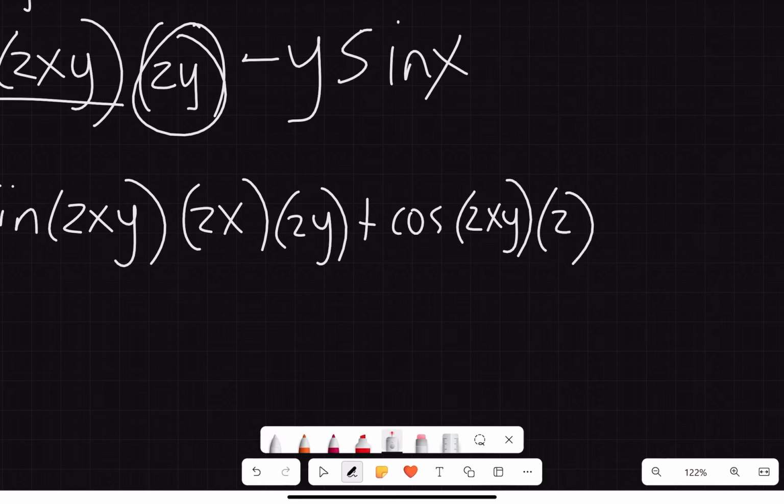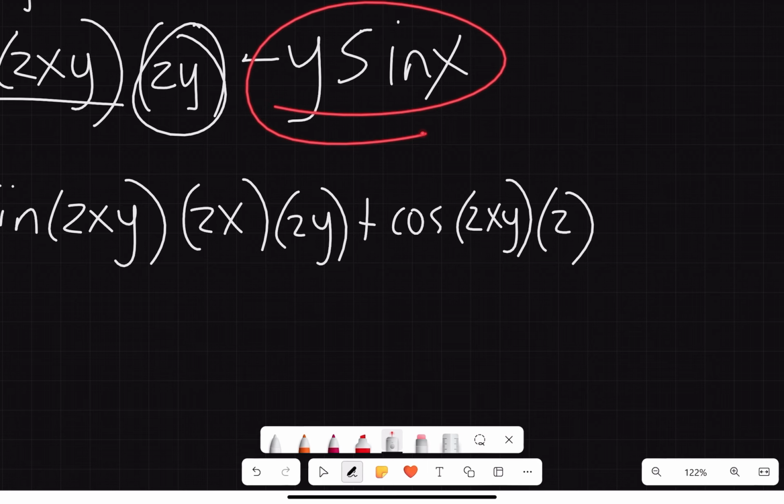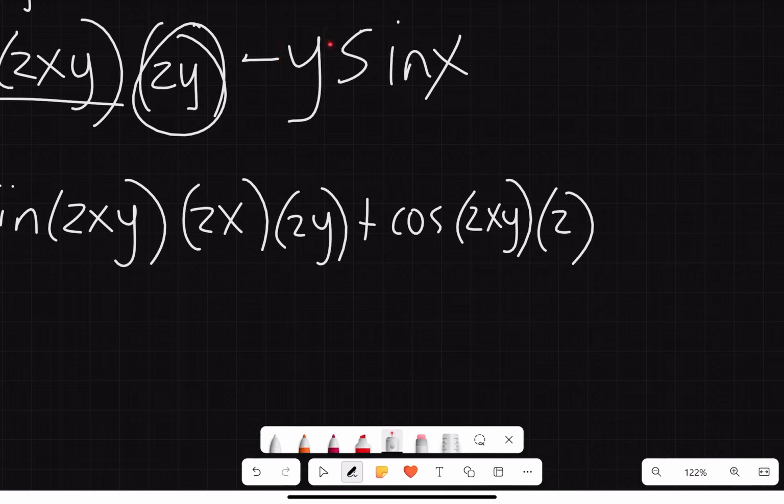And now we need to derive this part here. Remember, we're deriving with respect to y. So I have negative 1 to the power 1, so basically negative 1 times 1, which is still negative 1. But the y becomes y to the power 0, so it's gone. So I have negative 1 sine x. Remember, we cannot differentiate the sine x. It's a constant in this case.